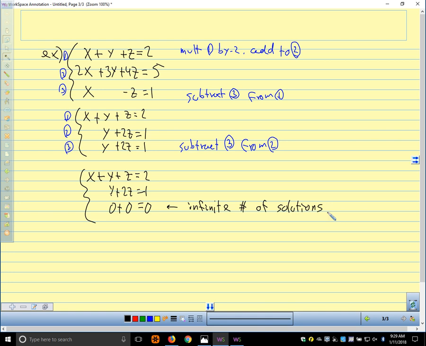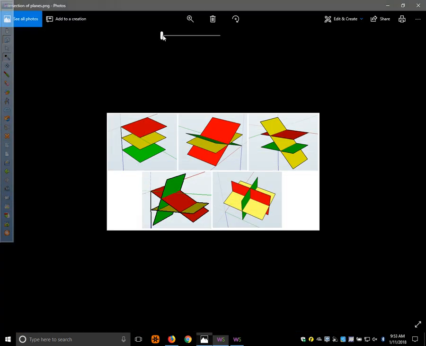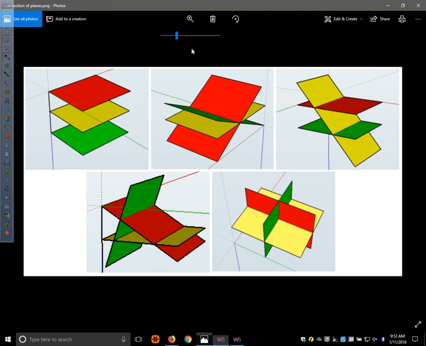All right, but let's talk about the geometry here for a second. Because three planes can intersect in a lot of different ways. So let's look at a picture. Here are three parallel planes. That would be no solution. That would be a 1 equals 0 or something like that. You can have three planes intersect in one line. There's that possibility. You could have two parallel planes that are intersected by another plane. That would be two lines where they intersect.